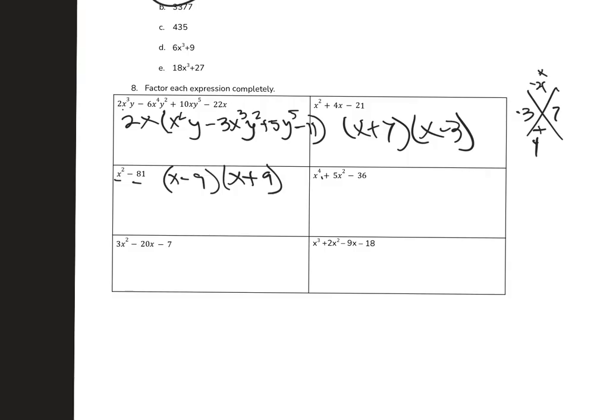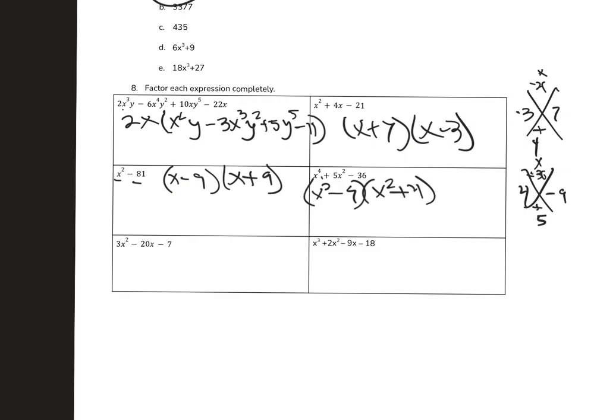Okay, next one. First thing is note that we have, instead of x squared and x, we have x to the 4th and 5x squared. We can use products and sums here, and that gives us 2 numbers that have to multiply to negative 36 and add up to positive 5. And those 2 numbers are going to be negative 9 and positive 4. So we're going to end up with x squared minus 9 times x squared plus 4.